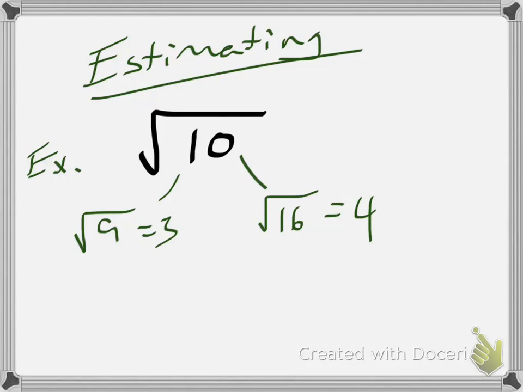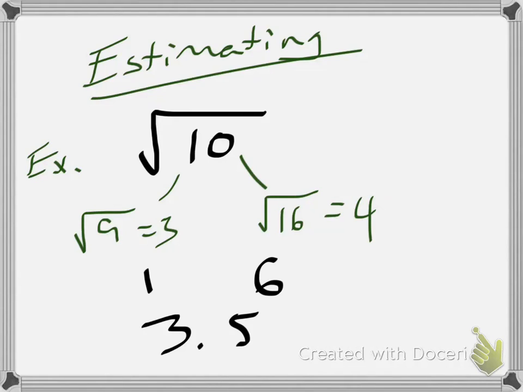Square root of 10. Okay, we've got square root of 9 equals 3 and square root of 16 equals 4. Now we know that 10 is somewhere between 9 and 16, and you want to figure out where. Well, 10 is really close to 9. In fact, it's 1 away from 9 and 6 away from 16. So in thinking about decimals, we know it's got to be 3 point something.